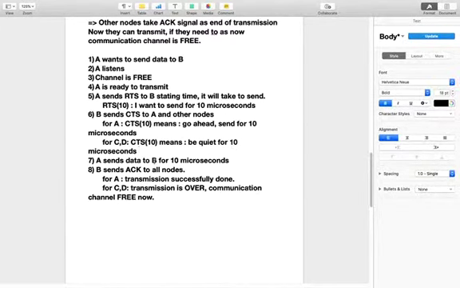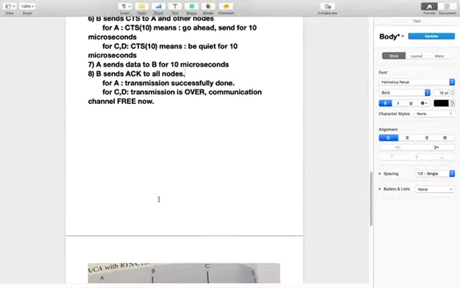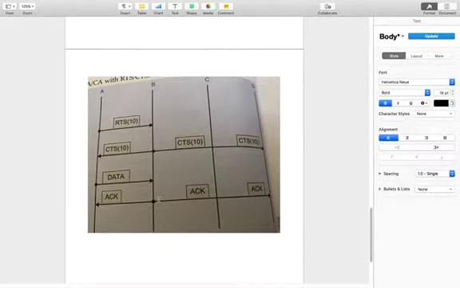Then A sends data to B for 10 microseconds. B sends an acknowledgement to all nodes. For A, the transmission is done. For C and D, the transmission is over, and now the communication channel is free. This can be shown by the following diagram.